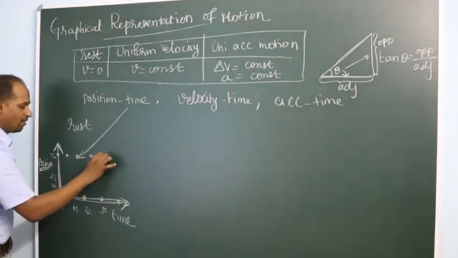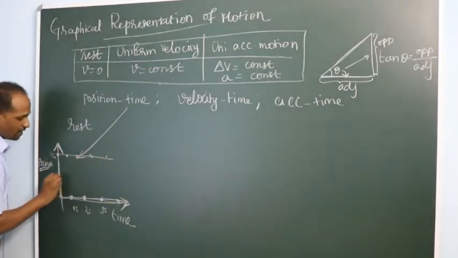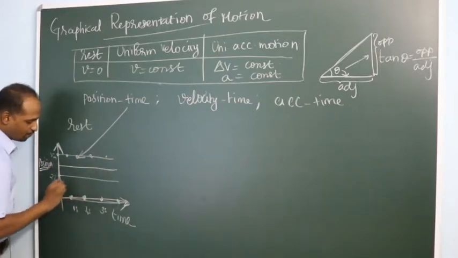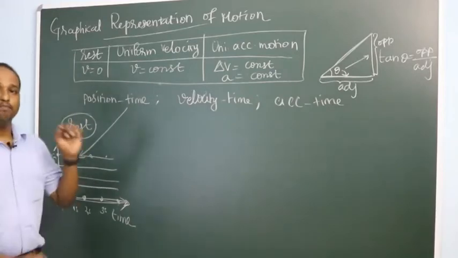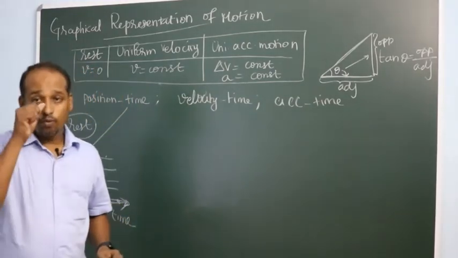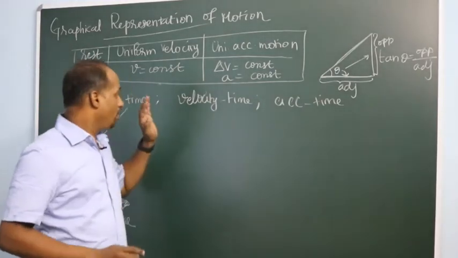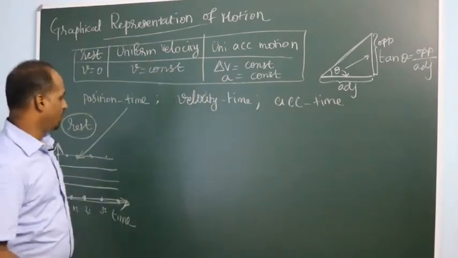After 4 seconds, 5 meter. So any graph which is parallel to time axis represents rest in a position-time graph. So what about the position-time graph for uniform velocity?